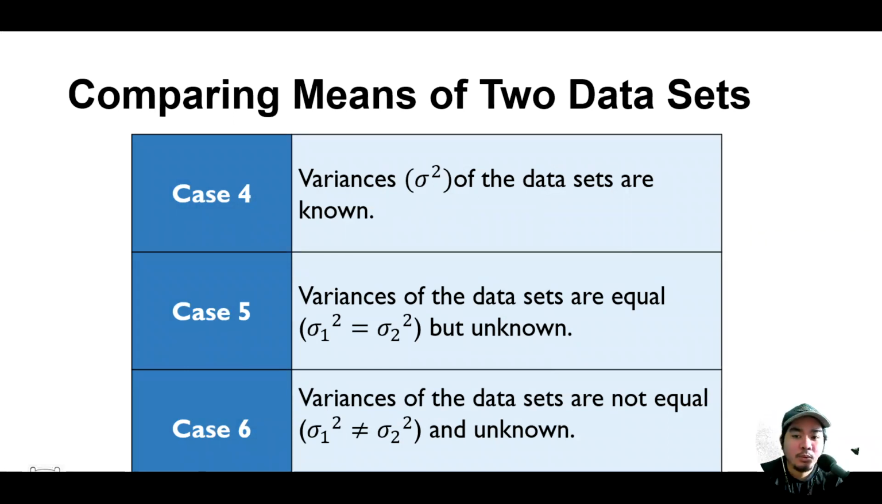So what if kunwari equal sila pero known? Would that be case 5 or case 4? Tingin nyo. Equal and it is known. Case 4 po. Case 4, that's correct, no? So whether the variances are equal or not, as long as they are known, they will always fall under case 4. Okay?